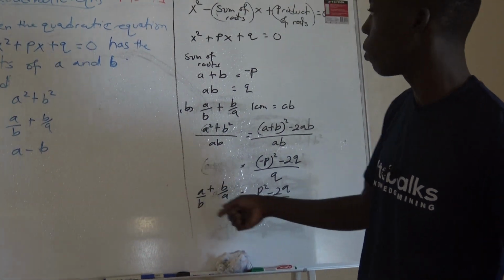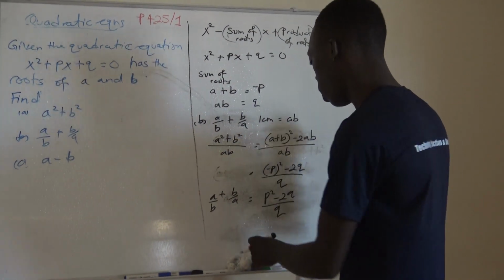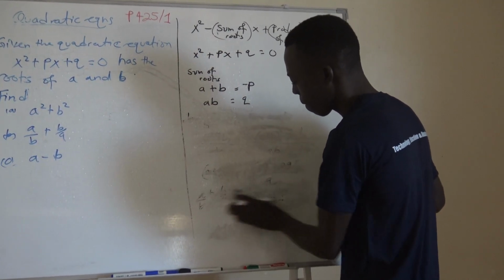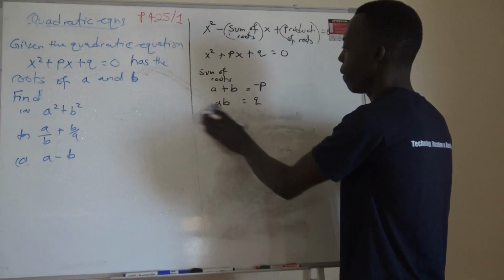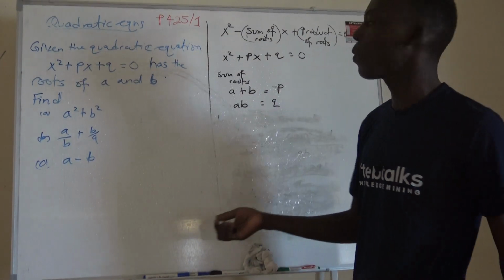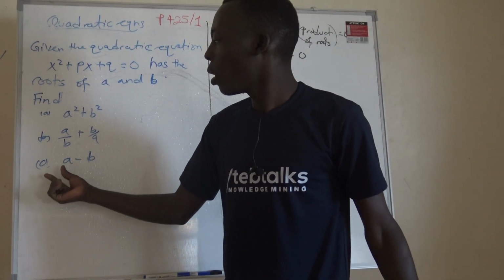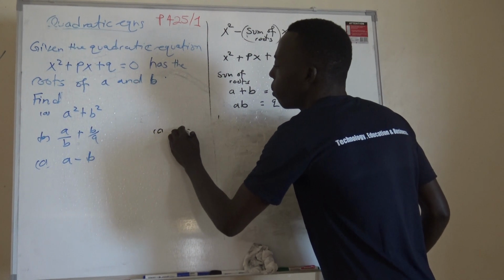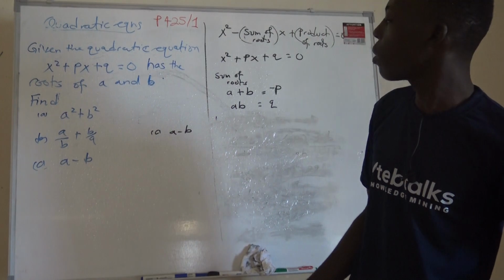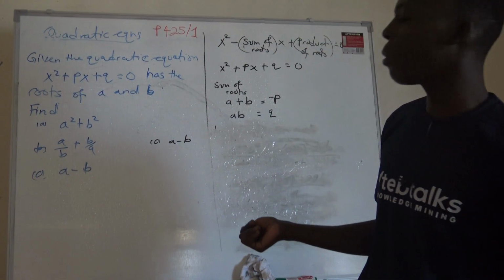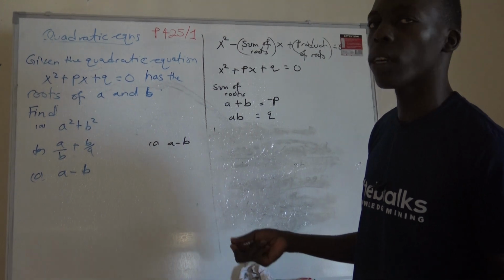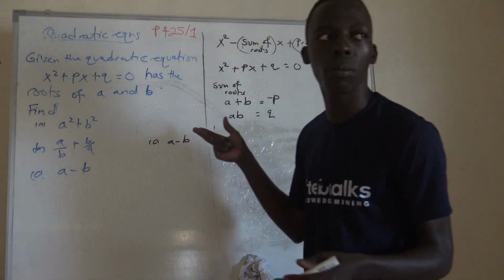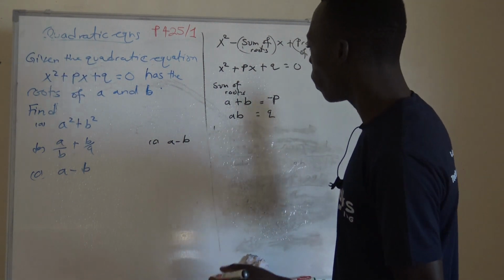So to finish up with the other one, we are finishing up with part C of the question. They are saying that it is a minus b. So how can we deal with a minus b? We can expand this so that we can get it in terms of a plus b and a minus b.